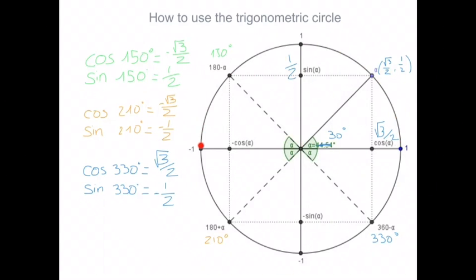Angles between 180 and 270 here are going to have a negative cosine, read somewhere here, and a negative sine, read somewhere there. And the angles in between 270 and 360 are going to have a positive cosine, read somewhere here, and a negative sine that they will read somewhere there.